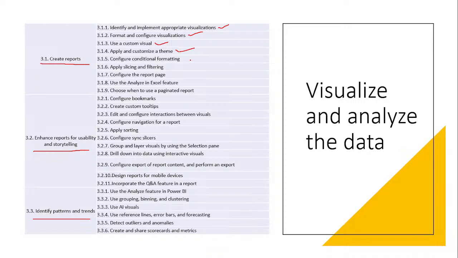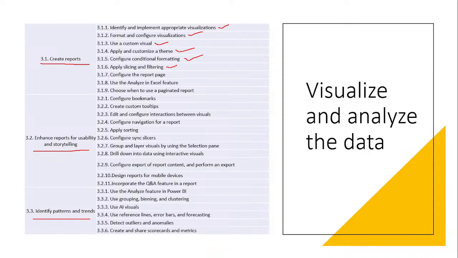Then configure according to the conditional formatting. In conditional formatting, you know about Excel conditional formatting. The same thing you can reflect in your tables and in your visuals using conditional formatting in Power BI. Then the part of slicers and filters comes up with point number 6.